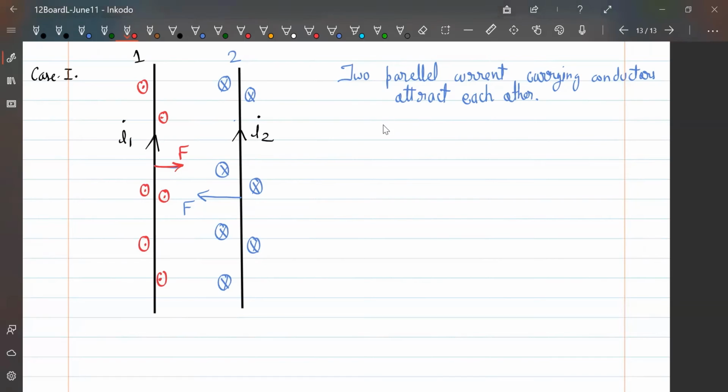So let us first calculate the magnetic field due to the first conductor in this region. Let us say the distance between the two is r, and they are long wires. They both are long wires. So the magnetic field due to the first conductor will be mu naught I by 2 pi r. And the force on the second conductor, let us call this F2, force on the second conductor due to the first conductor.